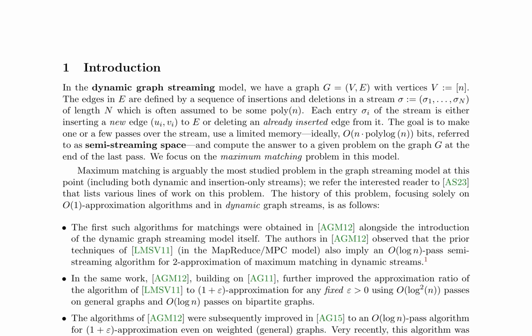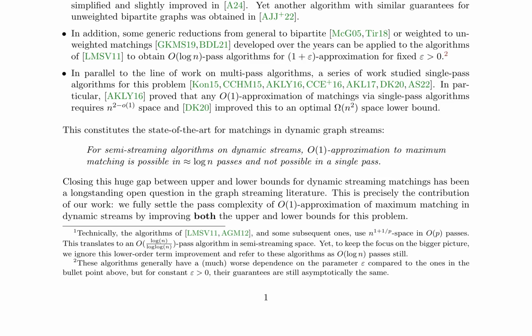Previous work on this problem has led to the development of O(1) approximation algorithms and O(log n) pass semistreaming algorithms for dynamic graph streams. However, there is a significant gap between the upper and lower bounds for dynamic streaming matchings. This paper aims to settle the pass complexity of O(1) approximation of maximum matching in dynamic streams by improving both the upper and lower bounds.